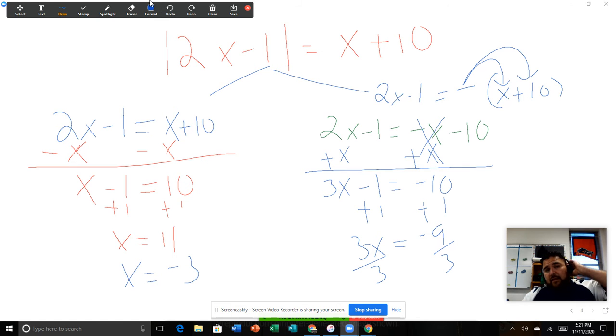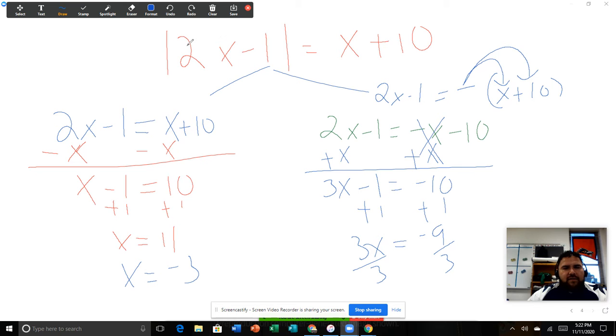Okay. Now let's check and see if I get the correct answer. Let's see if they're both solutions. Plug in 11. 11 times 2 is 22. 22 minus 1, 21. Absolute value 21 is 21. 11 plus 10 is 21. We're good to go. Now plug in negative 3.